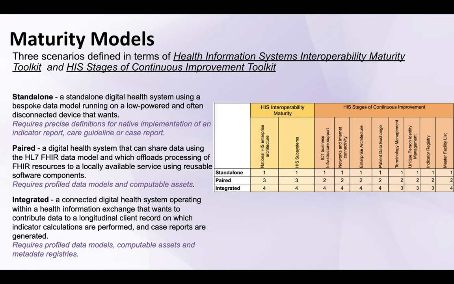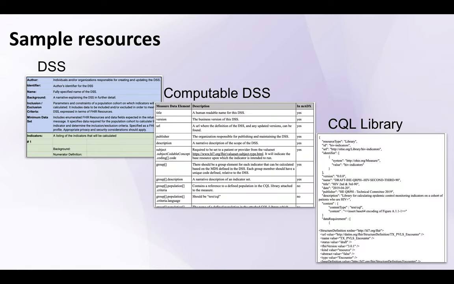The maturity level has three stages, from a standalone system that needs just precision on the narrative definitions, to a paired system, to a system that's operating in a fully integrated health information exchange. These maturity model scenarios are defined from the Health Information Systems Interoperability Maturity Toolkit and the HIS Stages of Continuous Improvement Toolkit. Finally, there are a number of sample resources that are provided in the white paper.